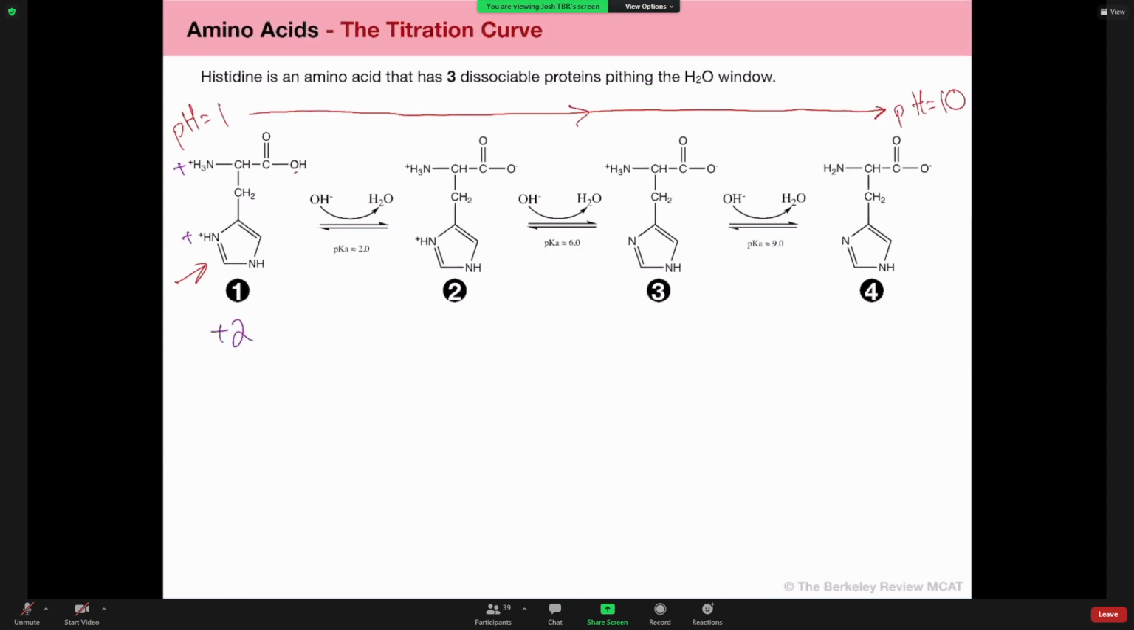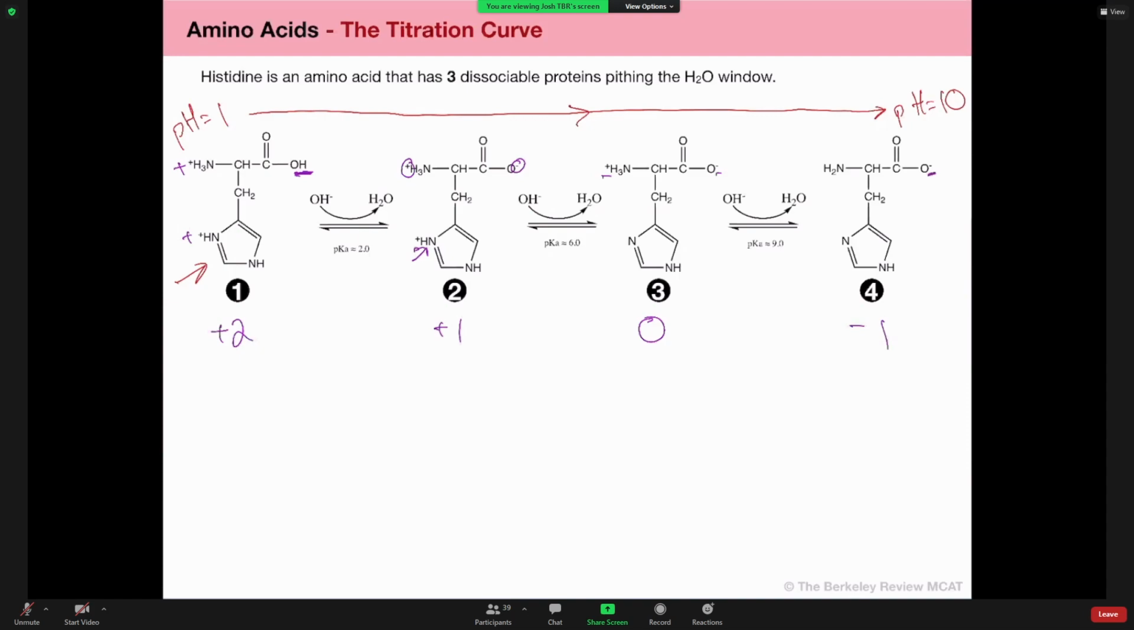Now as we add a little bit more base and you look at species 2, you have a plus and a minus, because we removed this hydrogen here, and a plus. So we have +1. Furthermore, we keep adding a little bit of base and we remove this proton right here. Now we have a plus, a minus, and nothing, which cancel each other out, so the charge is 0. And then here you can see that the charge is just -1.